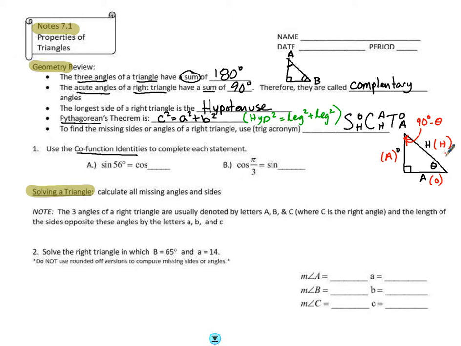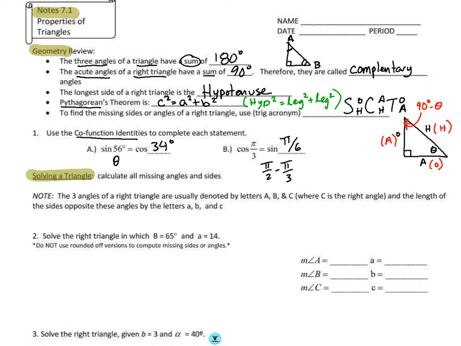So when I talk about the sine of 56 degrees, if 56 is my theta, then its co-angle or cofunction angle is going to be 90 minus 56, which puts me over at 34 degrees. So the sine, which is opposite over hypotenuse, is the same thing as cosine, which is adjacent over hypotenuse. Pi over 3, when I take that away from pi over 2, which is also another way to write 90 degrees, I get pi over 6. So these are also cofunction identity values.